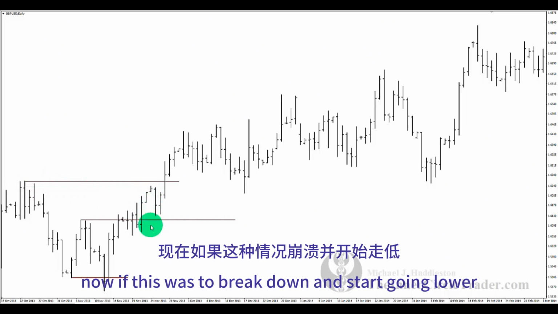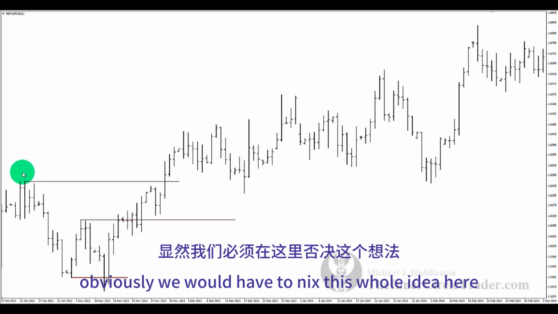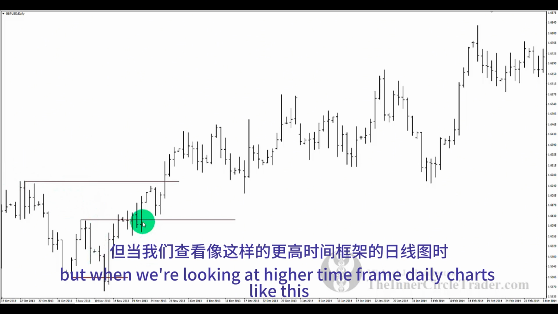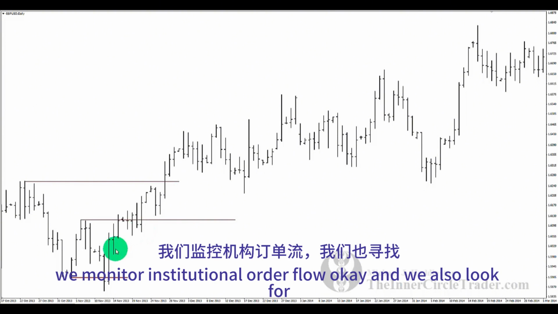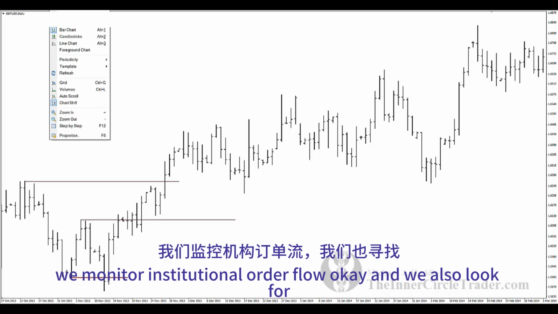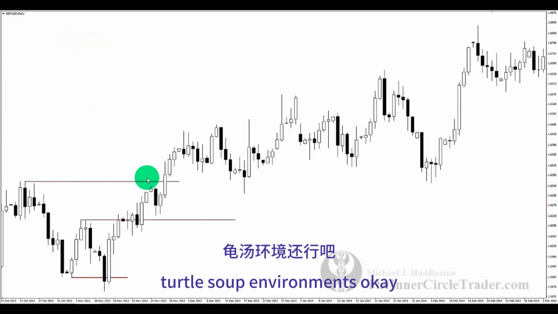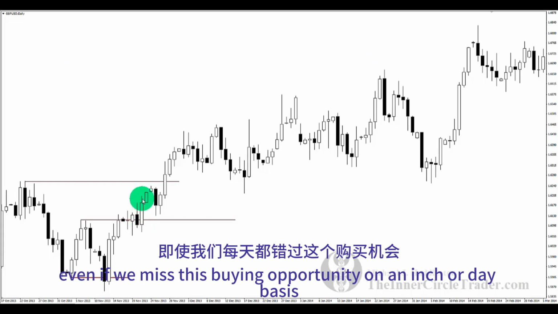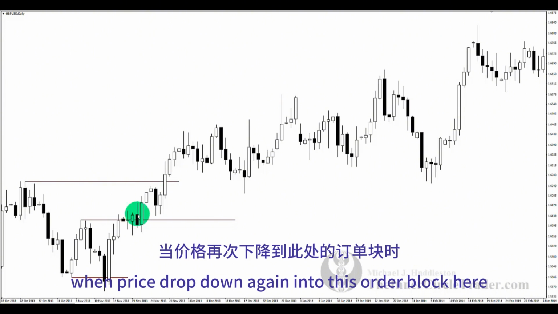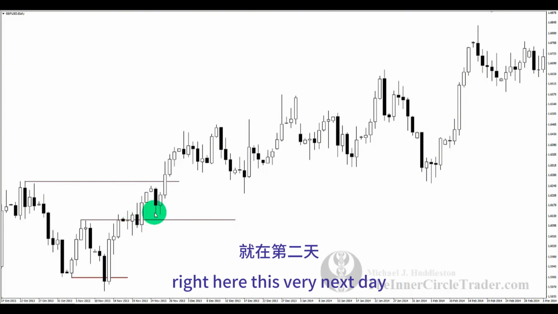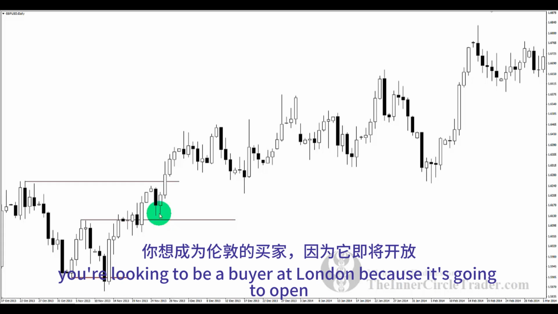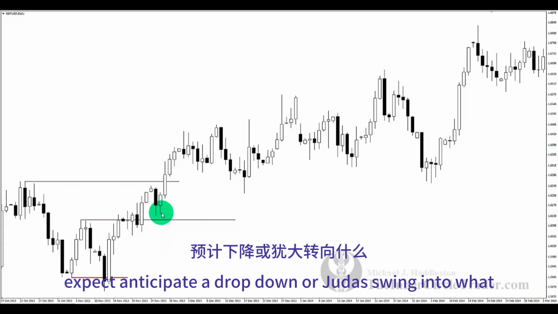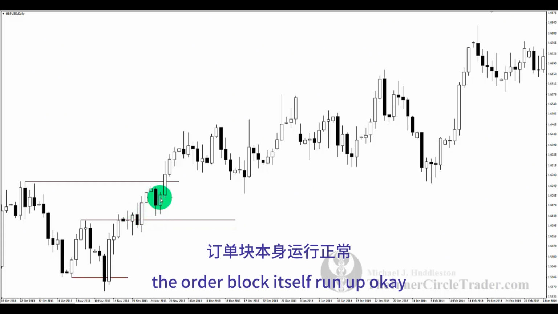Now, if this was to break down and start going lower, obviously we would have to nix this whole idea. But when we're looking at higher time frame daily charts like this, we monitor institutional order flow, and we also look for turtle soup environments. We had a consolidation in here. Price runs away from it. Even if we miss this buying opportunity on an intraday basis, when price dropped down again into this order block, the very next day you're looking to be a buyer at London, because it's going to open, anticipate a drop down or a Judas swing into what? The order block itself, run up, and then it's an up close.